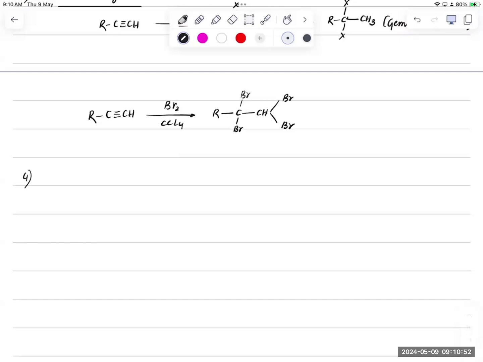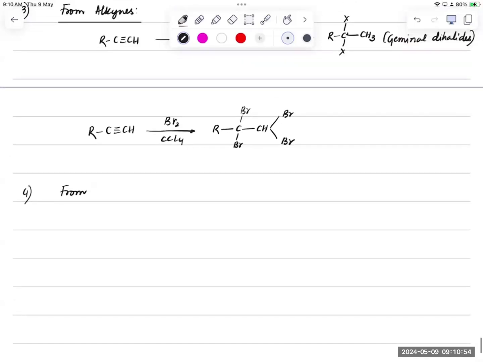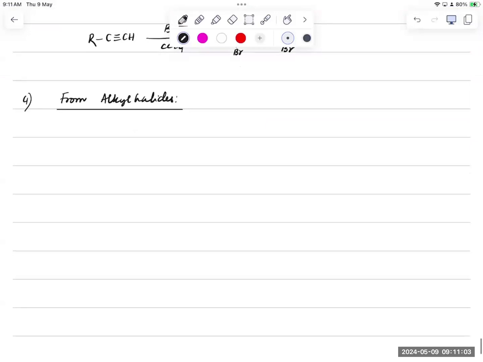Then from alkyl halides. Alkyl halides to alkyl halides. I mean, we are making alkyl halides to again make alkyl halides. This can be done via first the Finkelstein reaction. In the Finkelstein reaction we take RX, where X could be chlorine or bromine, and we treat this with NaI in the presence of acetone. We will get RI plus NaX getting precipitated.